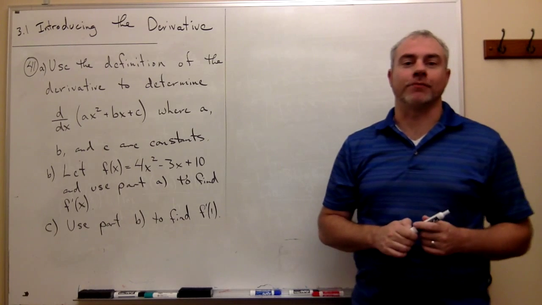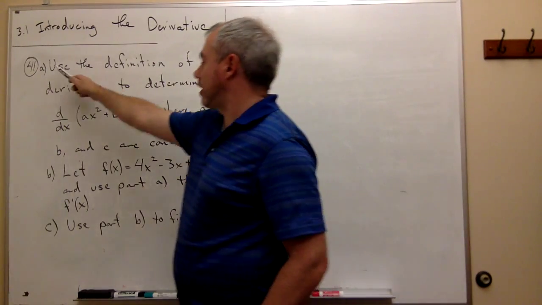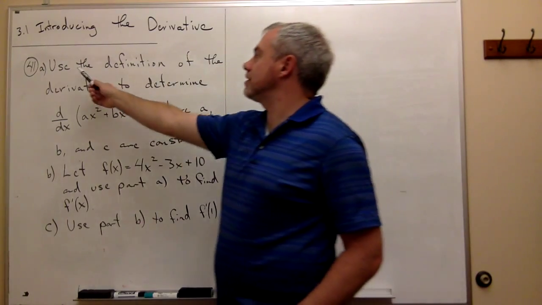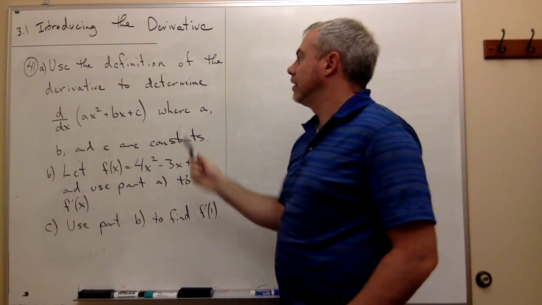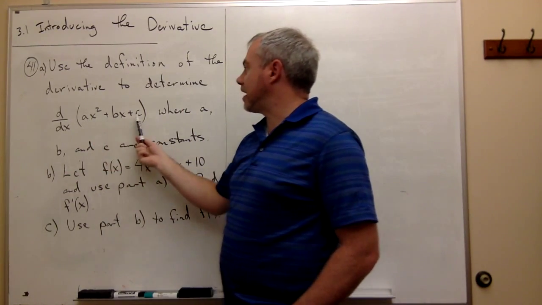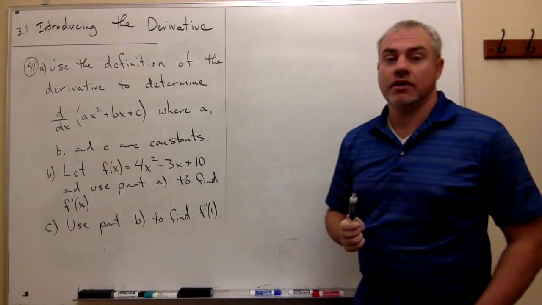Let's take a look at problem number 41. 41 has three parts. There's a part A, a part B, and a part C. And in part A, we want to use the definition of the derivative to determine the derivative of ax squared plus bx plus c, where a, b, and c are constants.